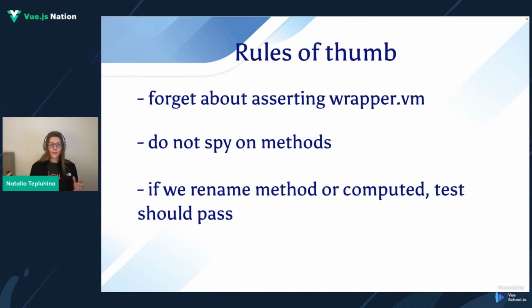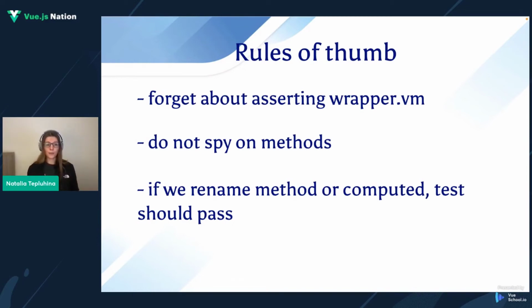A few rules of thumb here, like how to see if you're checking it correctly. First of all, forget about asserting wrapper.vm. Wrapper.vm represents component internals. There are some cases when you need them. For example, when you want to emit an event, so wrapper.vm $emit, especially for child components. But generally, you shouldn't be asserting them in your expectations in the test.